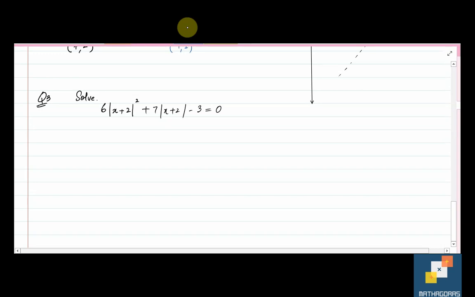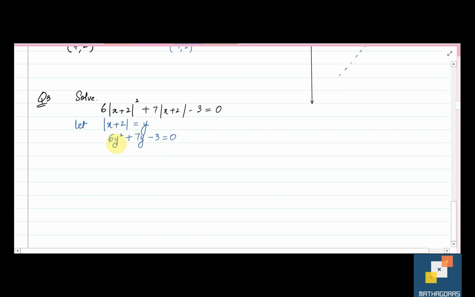To make this question easy, I will suppose a variable. So I will say let modulus of x plus 2 be equal to y. Now with this little supposition, it will make my question very easy. How? Now the equation will be 6y square plus 7y minus 3 is equal to 0. You see the difference? Now we can solve this equation by using the middle term.